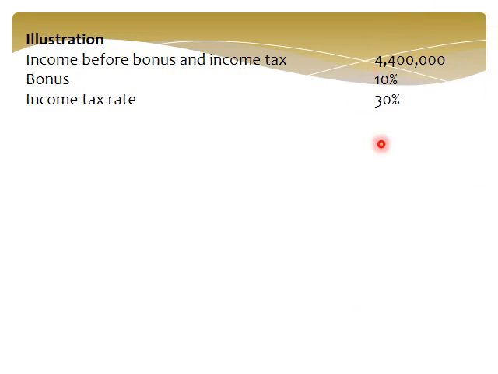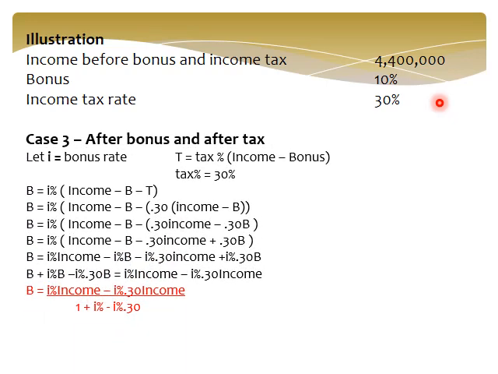The same information: income before bonus and income tax, 4.4 million. Bonus rate, 10%. Income tax rate, 30%. But case 3: bonus is a certain percentage of income after bonus and after tax. So let B be the bonus rate, T stands for tax rate times income minus bonus. So we have a 30% tax rate. So using this, bonus is equal to income after bonus and after tax, so minus B minus T.